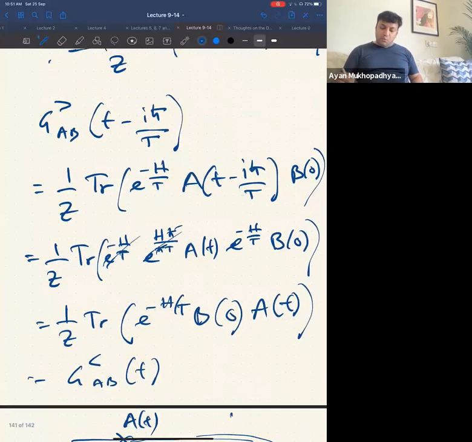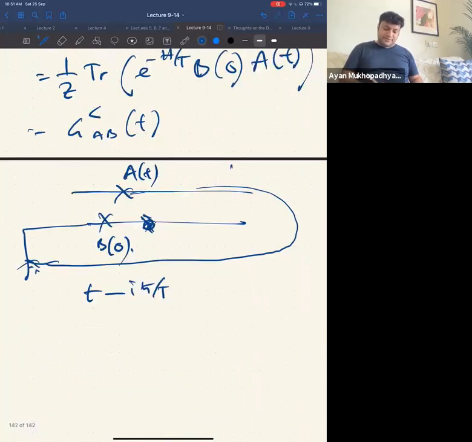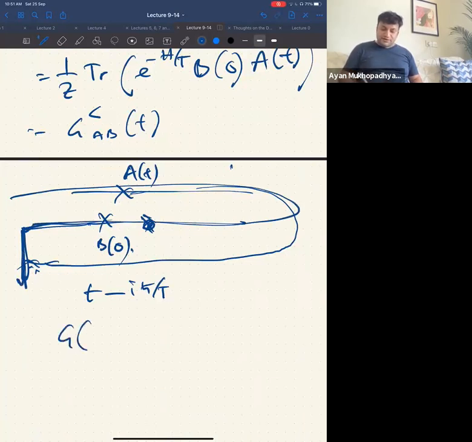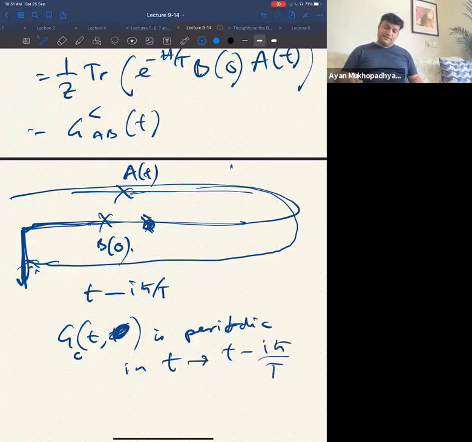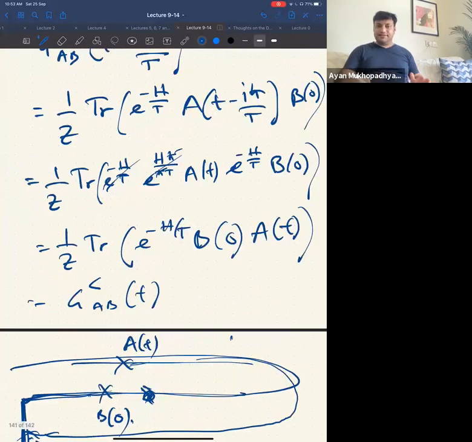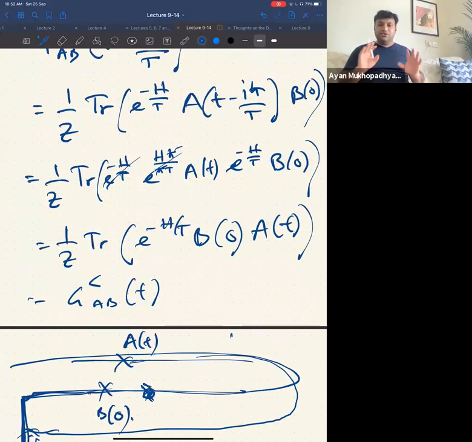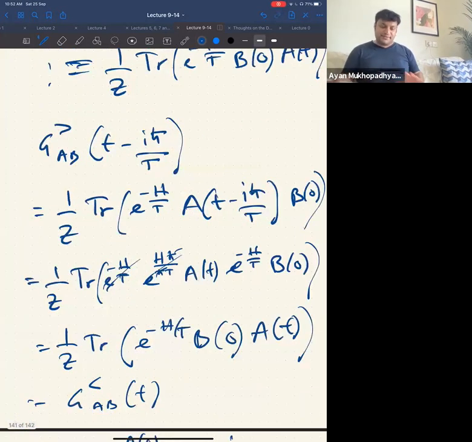One of the interesting things we'll see with this appendage is that if I look at the full propagator on the full Schwinger-Keldysh contour, which I can call G_C(t, t'), it is periodic under t goes to t minus i h bar by T, because if I contour order, then G greater and G less get interchanged. So just hold on. This is a more elegant way to state the same thing. If you don't understand that, it is fine.